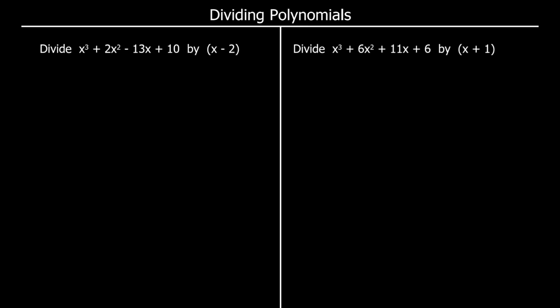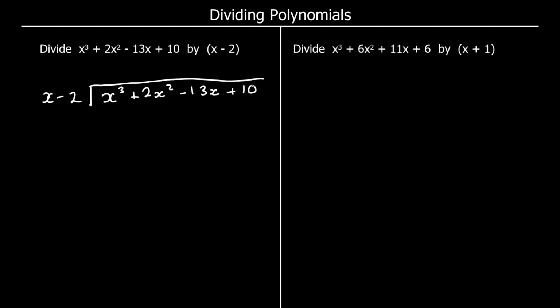In this video, we're going to be dividing polynomials using algebraic long division. So let's just get into it. Divide x cubed plus 2x squared minus 13x plus 10 by x minus 2. So I'm going to write x minus 2 on the outside, and then inside the bus stop, I'm writing x cubed plus 2x squared minus 13x plus 10.